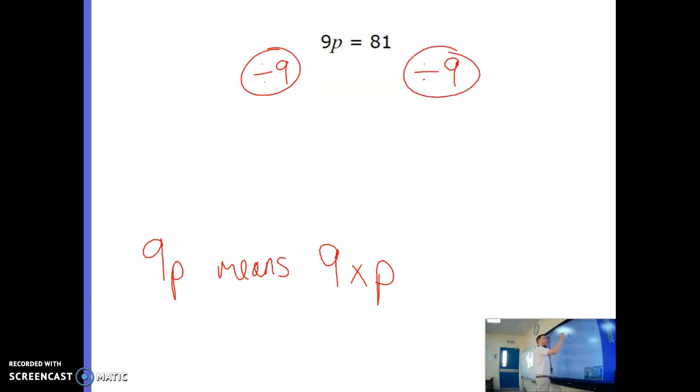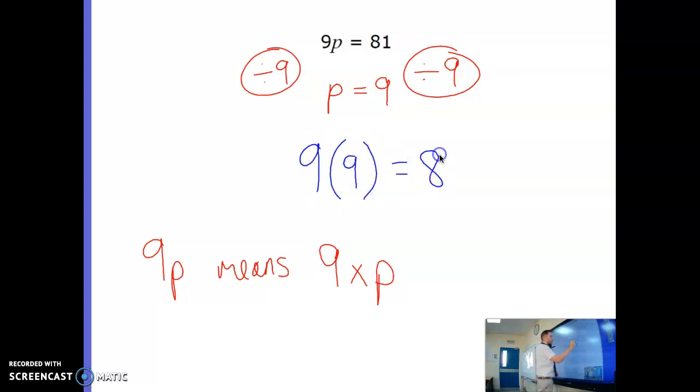And so when we divide this by 9, times 9 divided by 9 is like doing nothing. And so p equals 81 divided by 9, which is 9. Let's check it works, and let's go for 9 multiplied by 9. Does it equal 81? Yes, it does. We're correct.